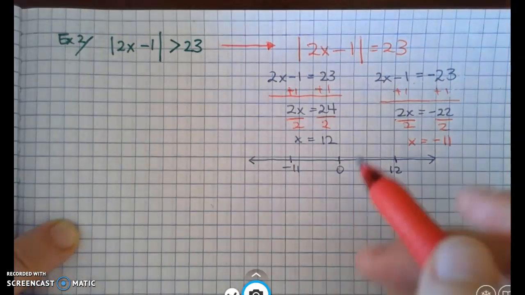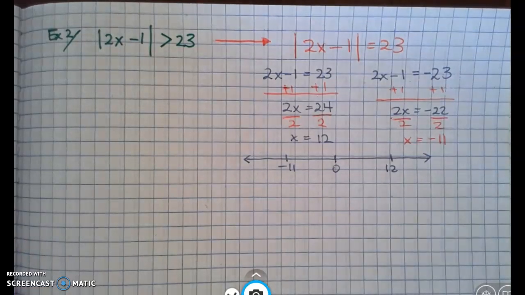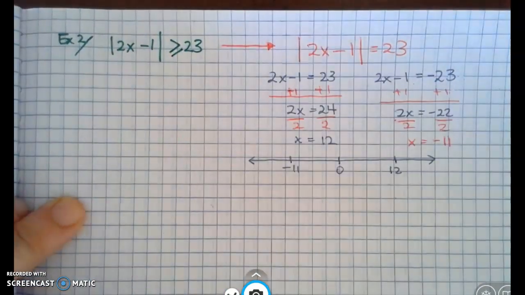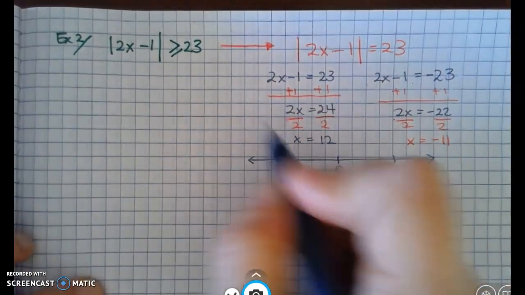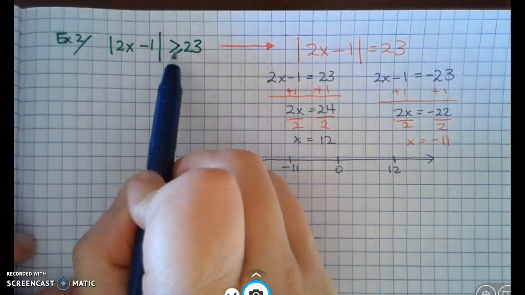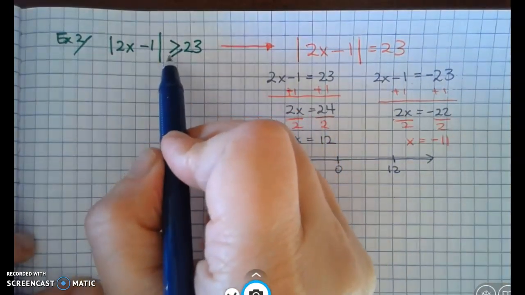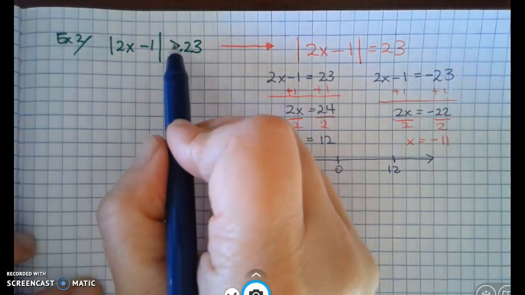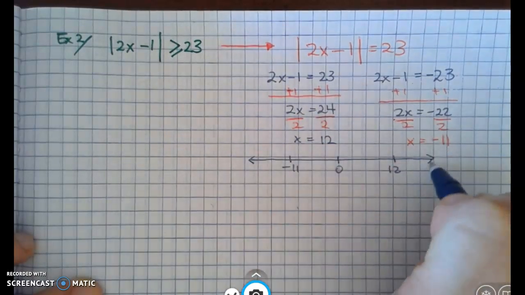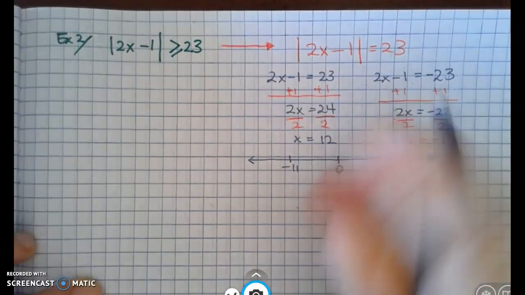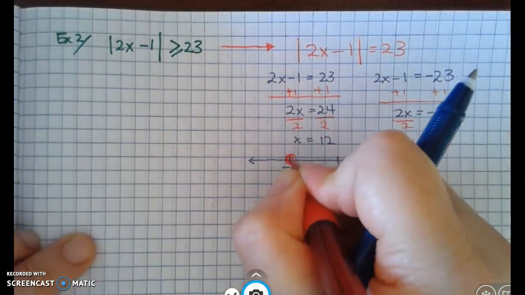And so, okay, all right, actually, I am going to change this inequality to greater than or equal to, just to make it a little bit more different. Okay, so now looking at this inequality, should it be a closed circle or open circle? Well, it's greater than or equal to. So the equal to sign tells me that negative 11 and positive 12 are part of the solution. So I am going to shade it in.